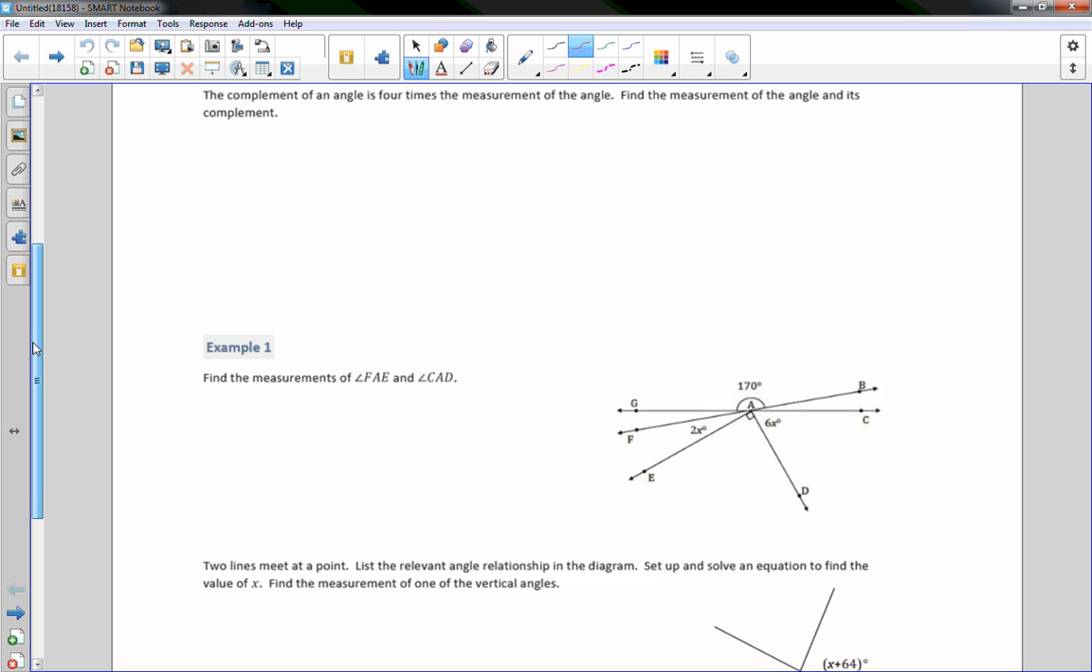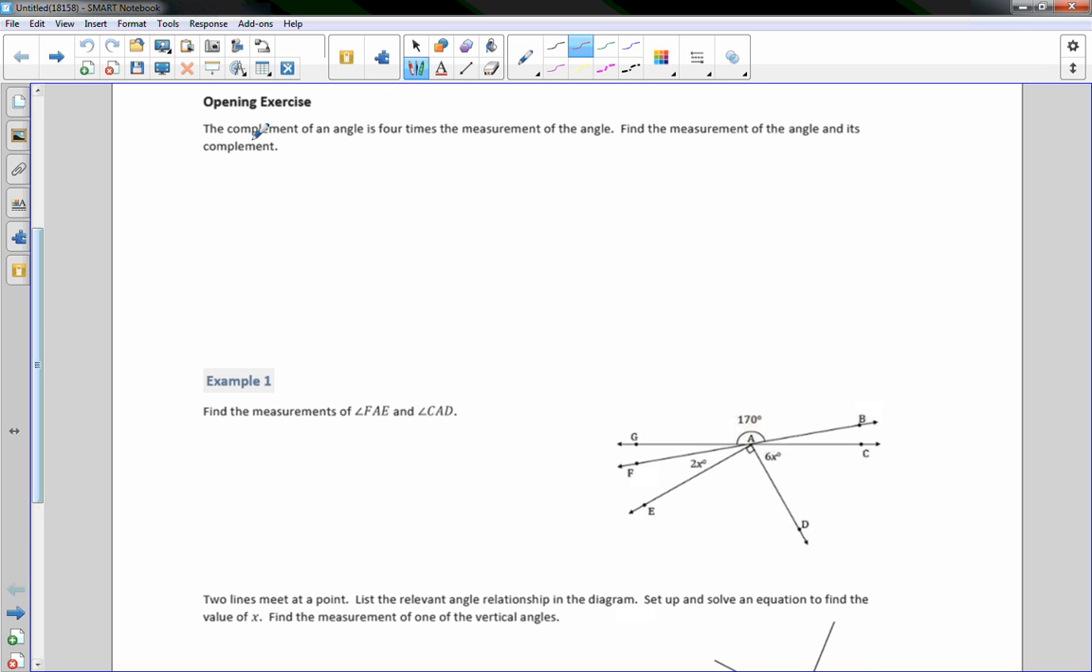Okay, opening exercise, the complement. The sum of an angle and its complement is 90 degrees. The complement is 4 times the measure of the angle. So if we don't know an angle's measure, we're going to call it x. 4 times that angle is 4x. Those two add up to 90 degrees.